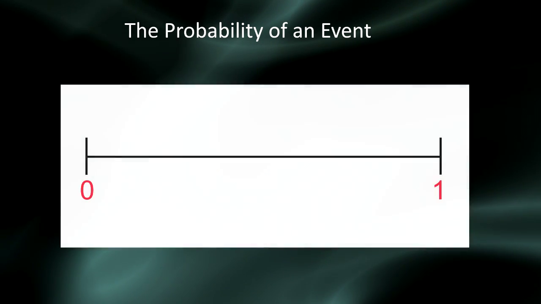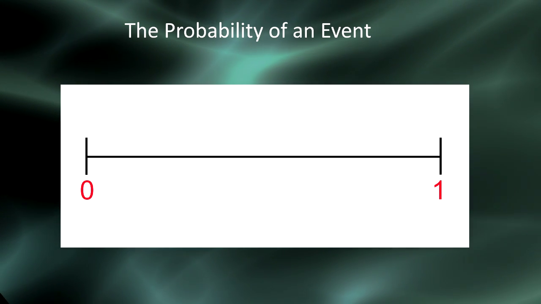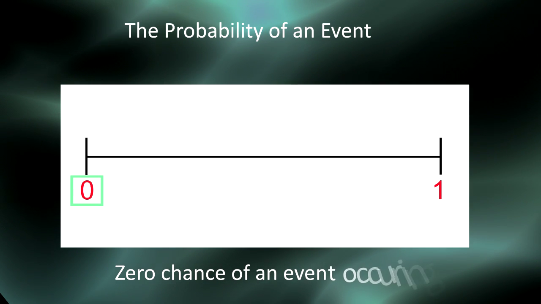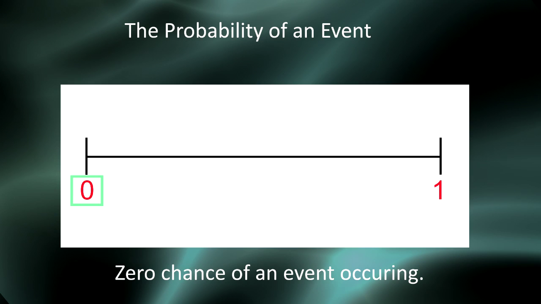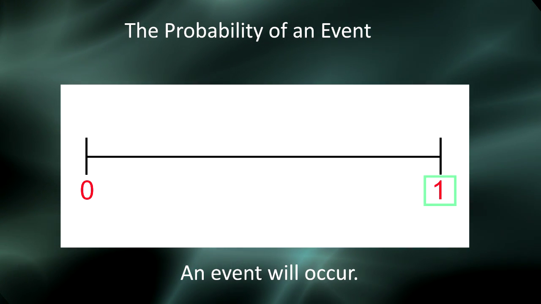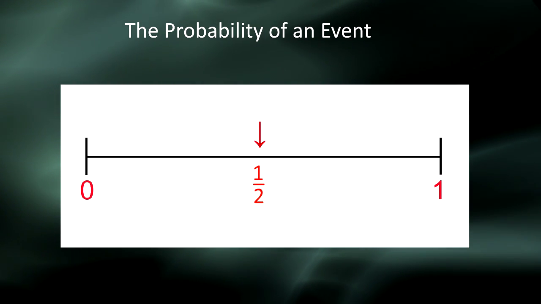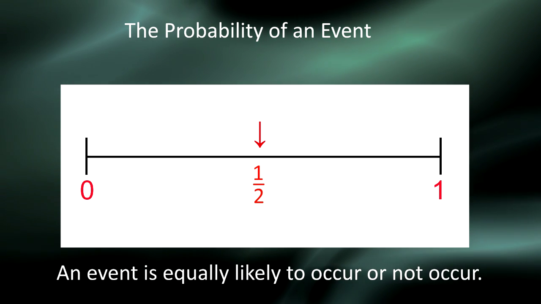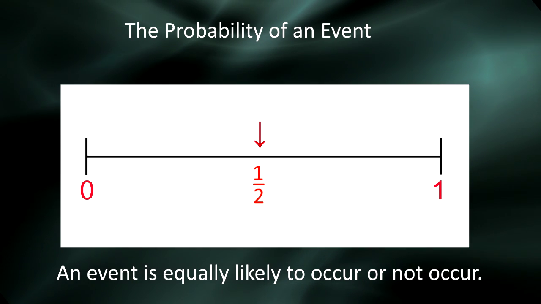The probability of an event ranges from 0 to 1. Let's start with those extremes, 0 and 1. A probability of 0 means that the event has 0 chance of happening. It will never occur. An event has a probability of 1 if it will occur for certain. In the middle, a probability of 1/2 indicates the event has a 50% chance of happening. In other words, the event is as likely to occur as not to occur.